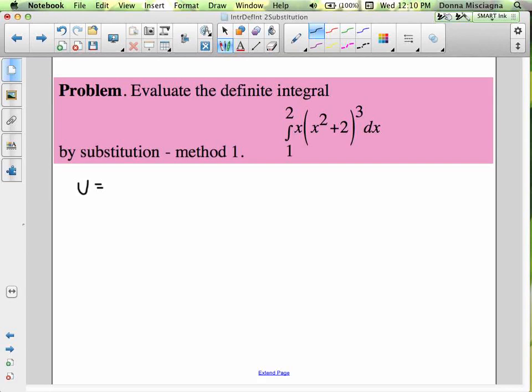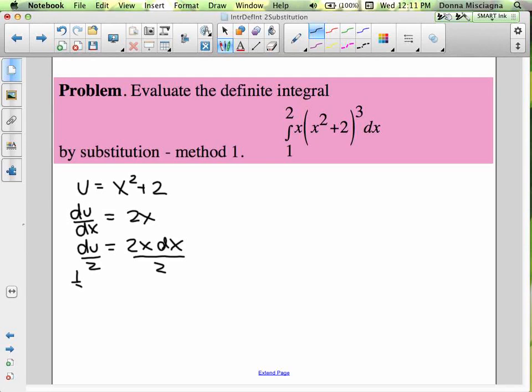All right, so what's our u going to be here? Then we take the derivative, du/dx equals 2x, right? And then we don't have a 2, but we have an x. So we're going to move the dx over. So du equals 2x dx. Just multiply both sides by dx, and then divide both sides by 2.